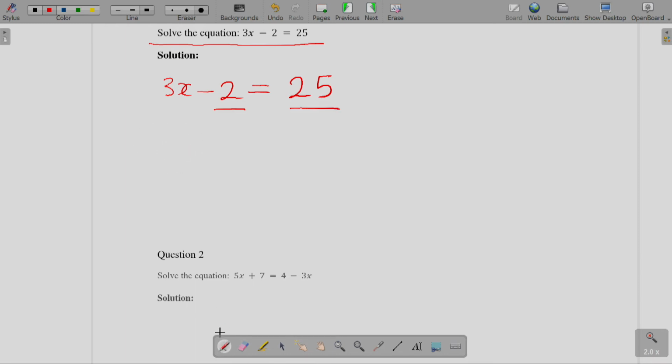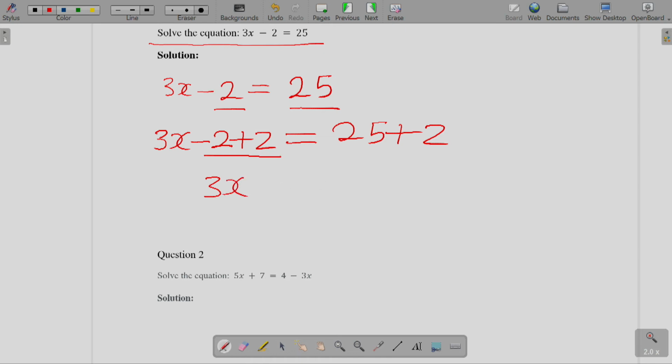Step number 2 is to add by 2 both sides. So let's add by 2 both sides. So we will have 3x minus 2 plus 2 equal to 25 plus 2. So let's simplify it. So if you add these numbers, we'll get 0, so it will remain only 3x, which is equal to 25 plus 2, so we'll get 27.